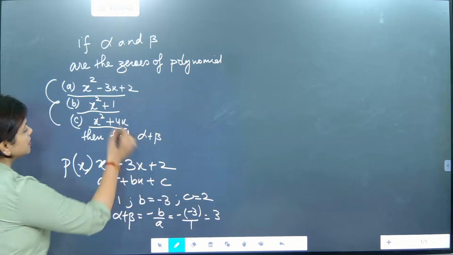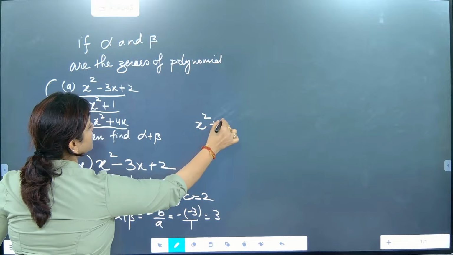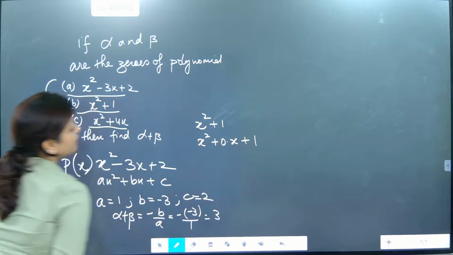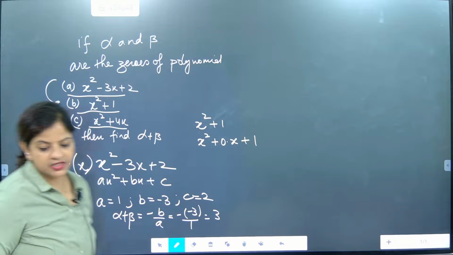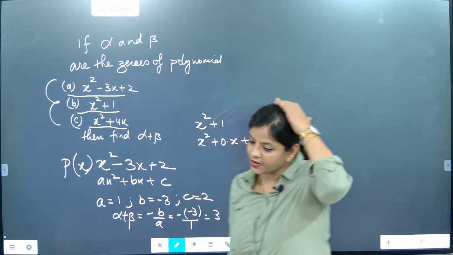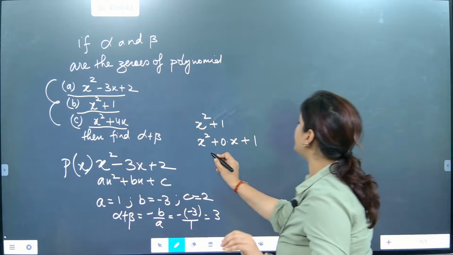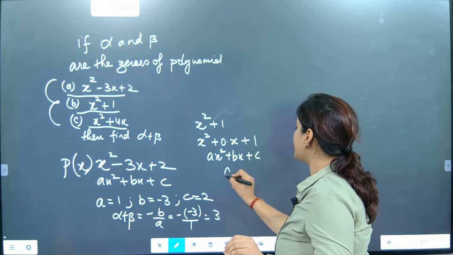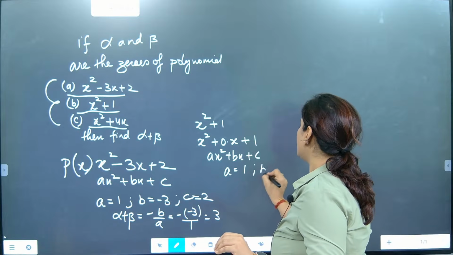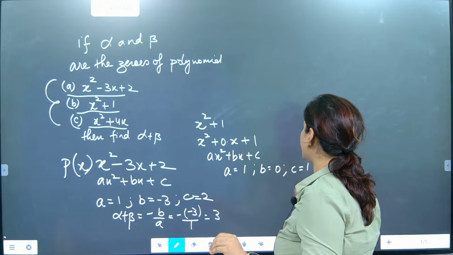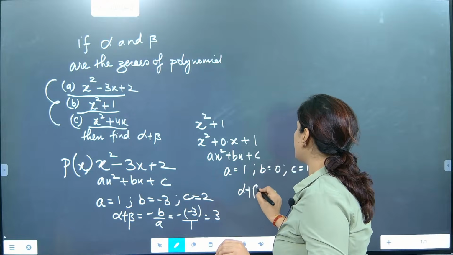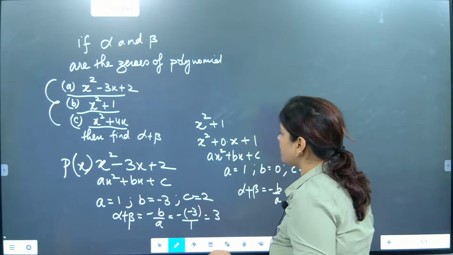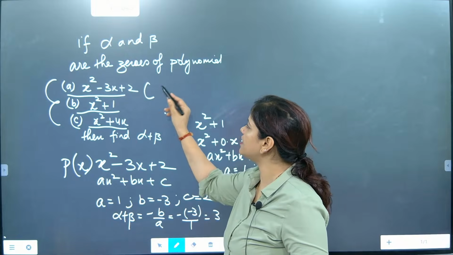The second part is written as x square plus 1. That means x square plus 0 into x plus 1. When nothing is written, it means x square plus 0 into x plus 1. Comparing with the general equation ax square plus bx plus c, a is 1, b is 0, and c is 1. The alpha plus beta formula is minus b by a, that is minus 0 by 1. The answer is 0. So the first answer is 3.